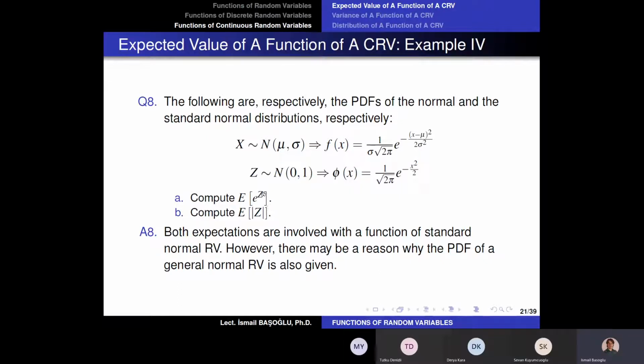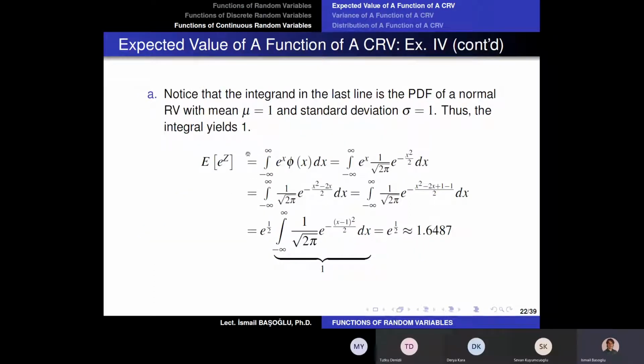Okay, anyway, we are just going to calculate that expectation for practical purposes. Now let's do that. Before reading part B, let's calculate the expected value of e to the power Z. This is going to be calculated as the integral of e to the power x, which is my input function in the expected value, the function of the input random variable, times the PDF, which is phi of x, and expands as 1 over square root of 2 pi times e to the power minus x square over 2.